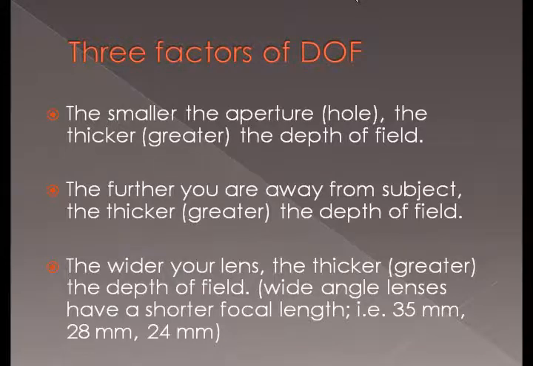And the third one is, the wider your lens, the thicker, greater, deeper the depth of field. So wide angle lenses, and we learned in the last lesson a little bit about focal length, and you looked up the focal length for your camera. Wide angle lenses have a focal length that starts at 35 millimeters. 28 millimeters is a common one, and 24 would be a really nice wide angle lens.